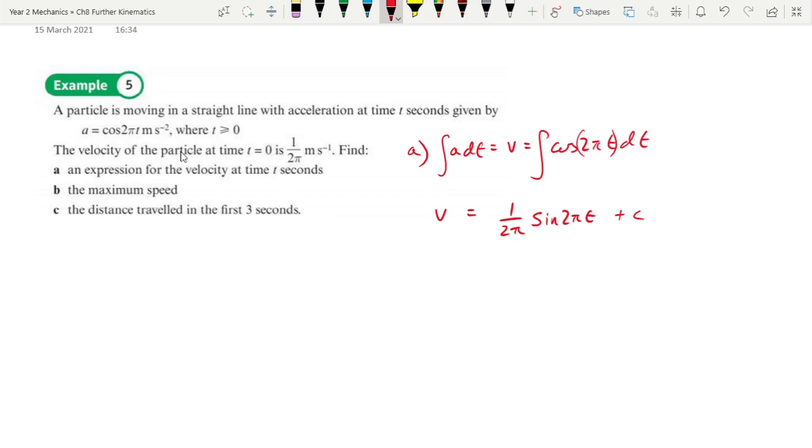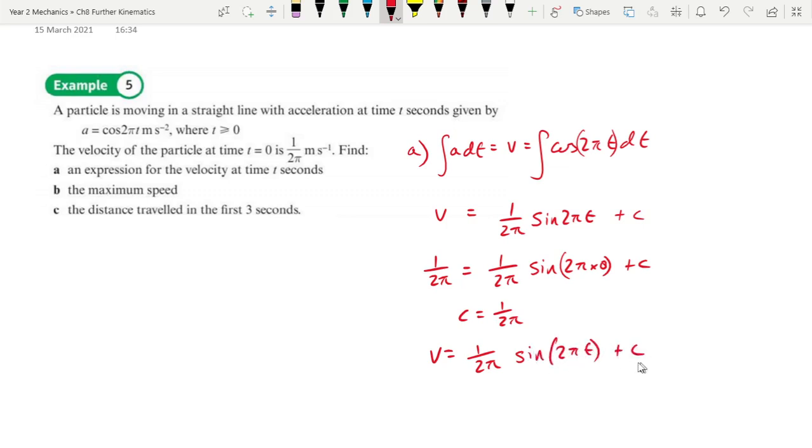Now I also need to use this extra bit of information. They've told us when t is 0, the velocity is 1 over 2 pi. So I can fill that in to find c. So the velocity is 1 over 2 pi when t is 0. This is obviously going to become sine 0, which is just 0. So this whole term here becomes 0. So c is just 1 over 2 pi. So my full equation for the velocity is 1 over 2 pi sine 2 pi t plus, not plus c, plus 1 over 2 pi.